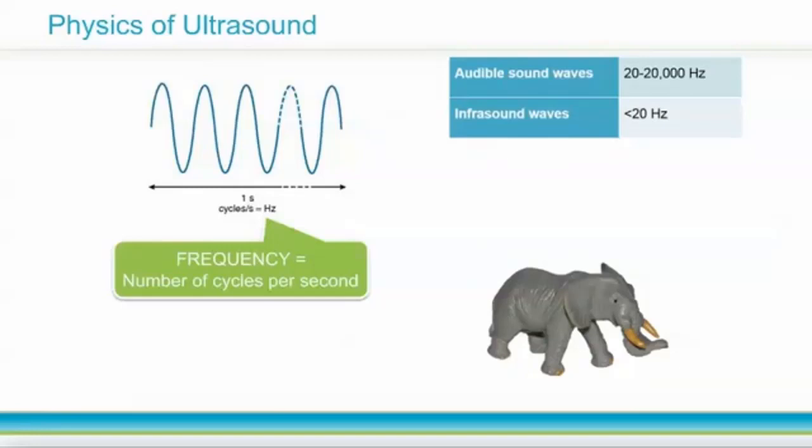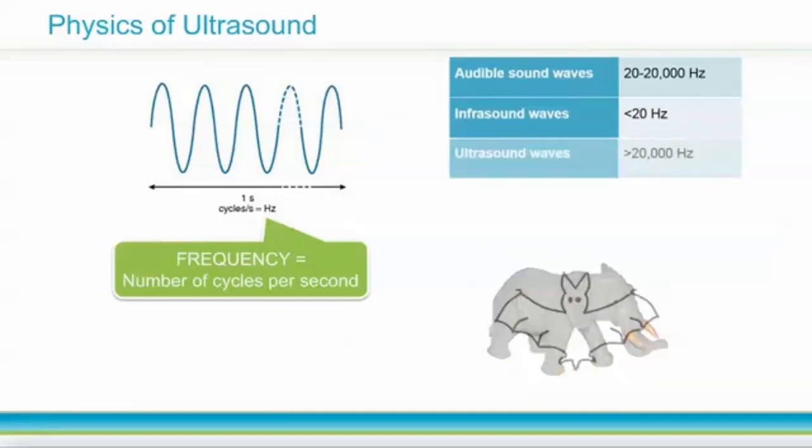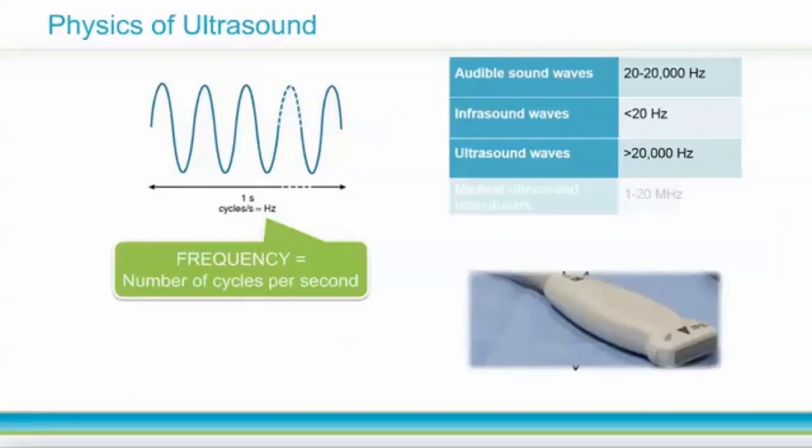Elephants use infrasound to communicate with each other across long distances. Waves with a frequency greater than 20,000 hertz are called ultrasound. Bats use ultrasound, both for communication and echolocation. Medical ultrasound uses waves with frequencies between 1 and 20 megahertz, orders of magnitude higher frequency than audible sound waves.